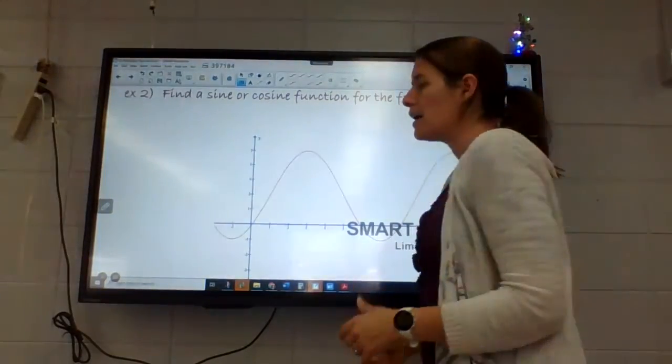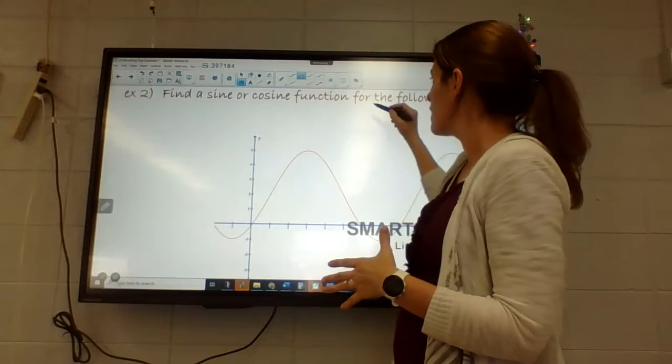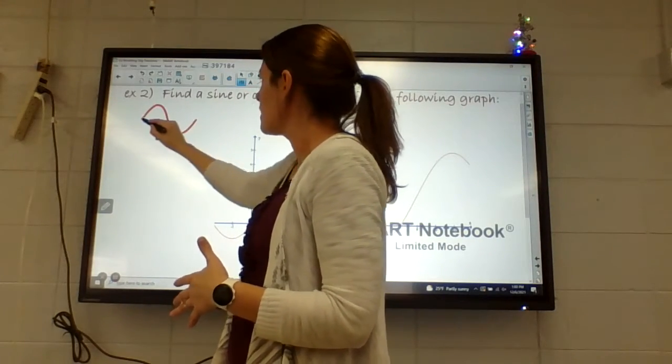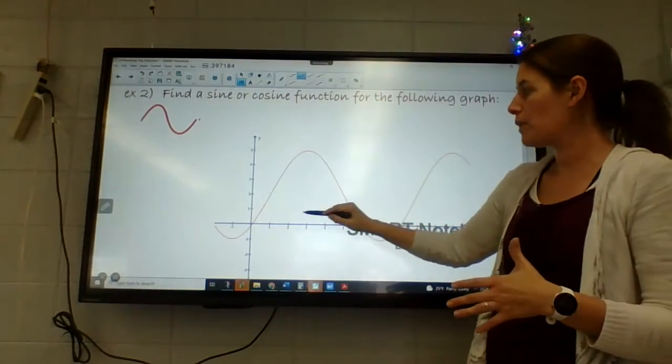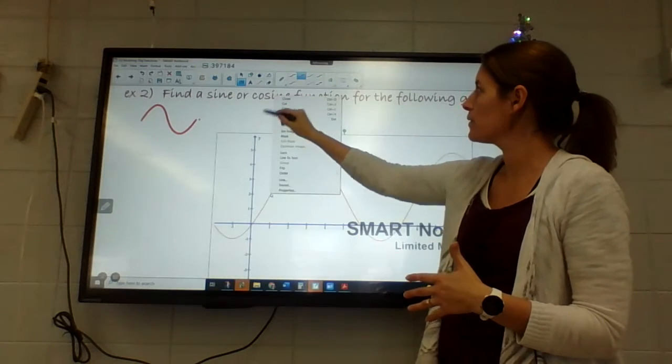The point I want to point out is sine always starts in the middle of the graph and then goes up and down. So we have to figure out where that is. So here's the starting value.